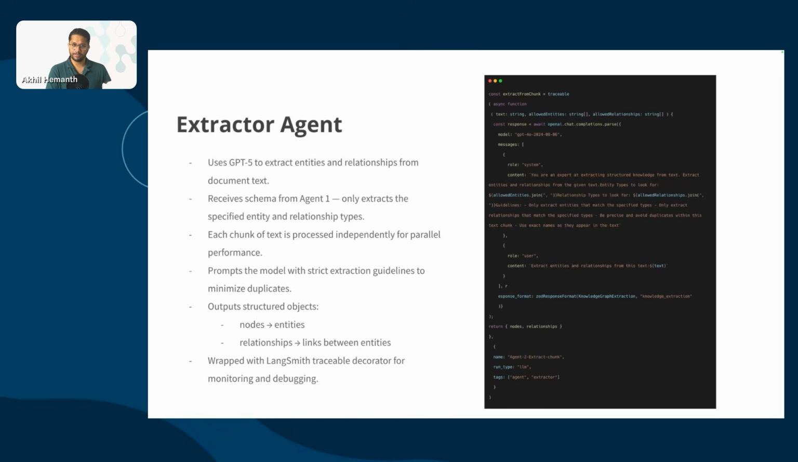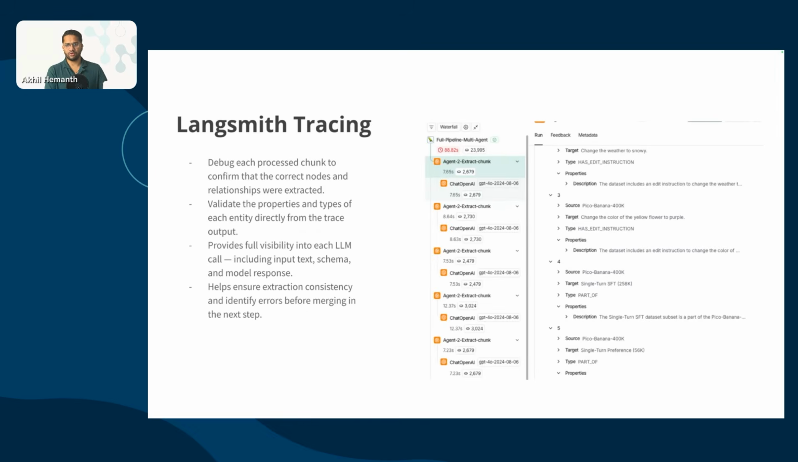And so the code snippet for this agent is essentially this, wherein GPT-5 extracts entities and relationships. Another thing, as you can tell in the code, is that this entire agent is wrapped with a traceable function, and that's how we can trace all of these agentic steps that it takes every single time. And so the prompts and the model have strict guidelines to minimize duplicates and output structured objects: nodes for entities, and relationships for links between entities. And this is an example of this agent's evaluation that's happening in the back end.